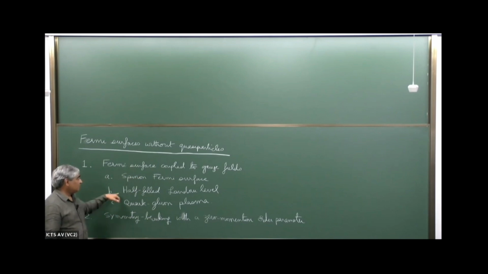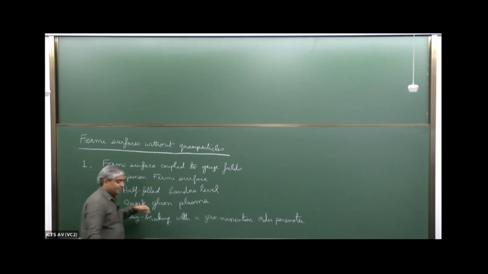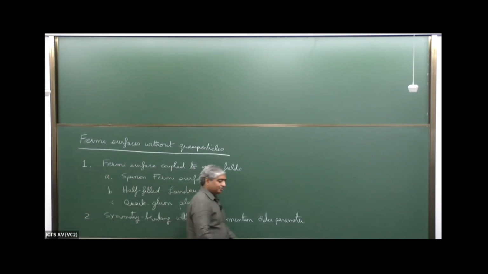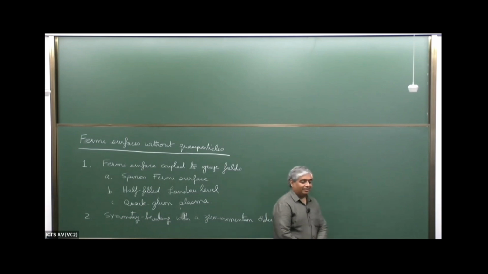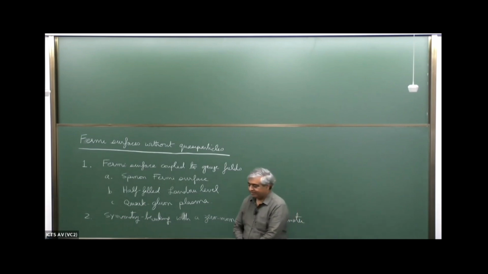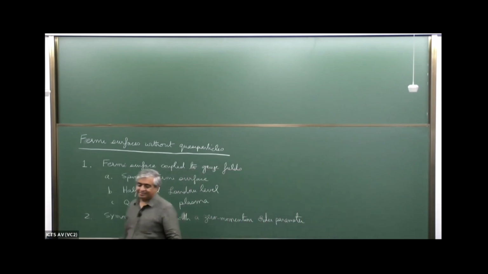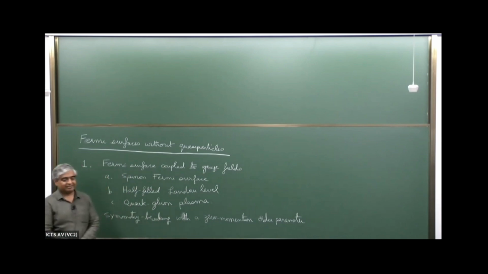The other problem we talked about very briefly is the half-filled Landau level in the fractional quantum Hall effect. If you have exactly a half-filled Landau level, then that can be written via the parton construction I talked about, again, as a problem of fermions forming a Fermi surface coupled to a U(1) gauge field.